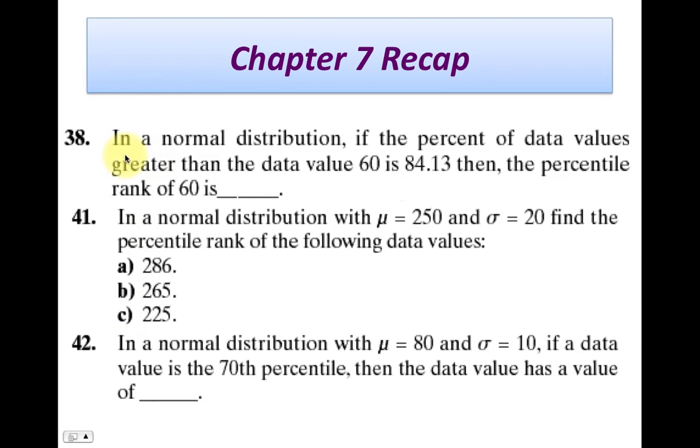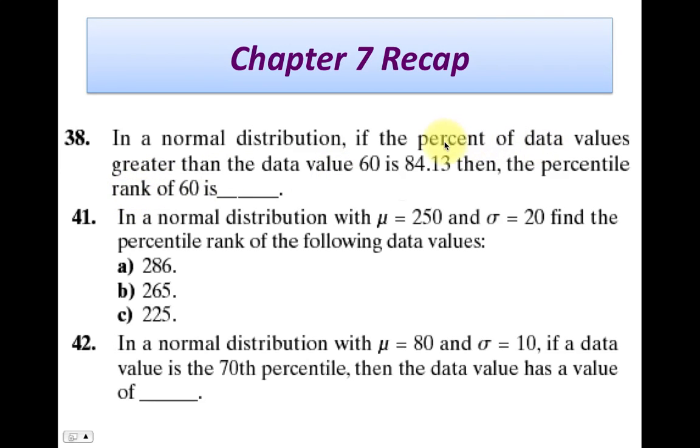Okay, then we did some work on percentiles. In a normal distribution, if the percent of data values greater than the data value 60 is 84.13, the percentile rank of 60 is, well, you basically have to understand what percentile rank means. Percentile rank means the area to the left of a raw score.